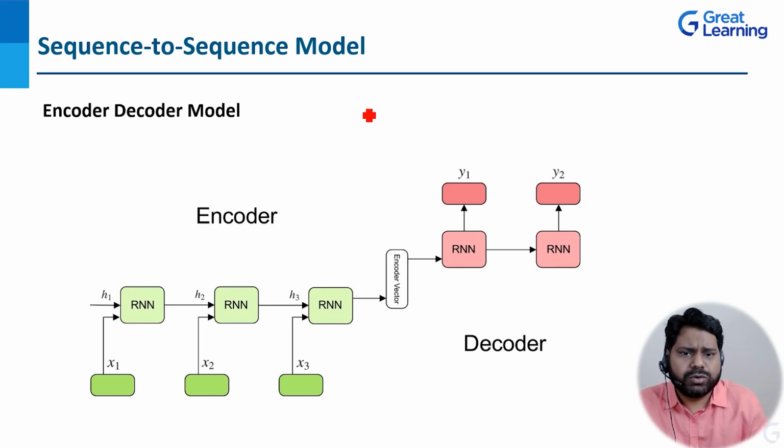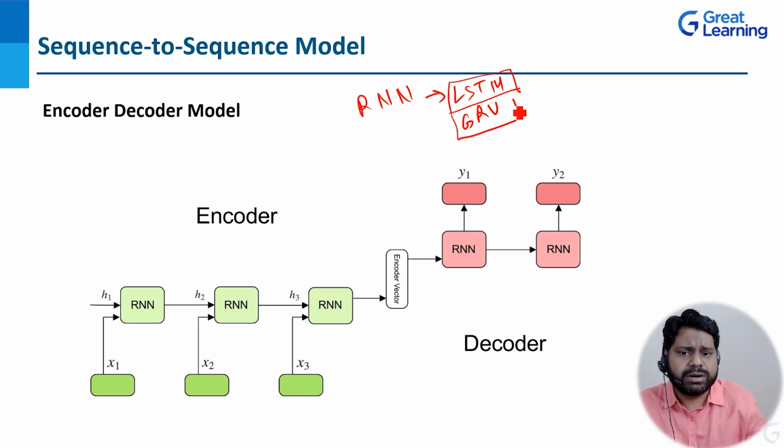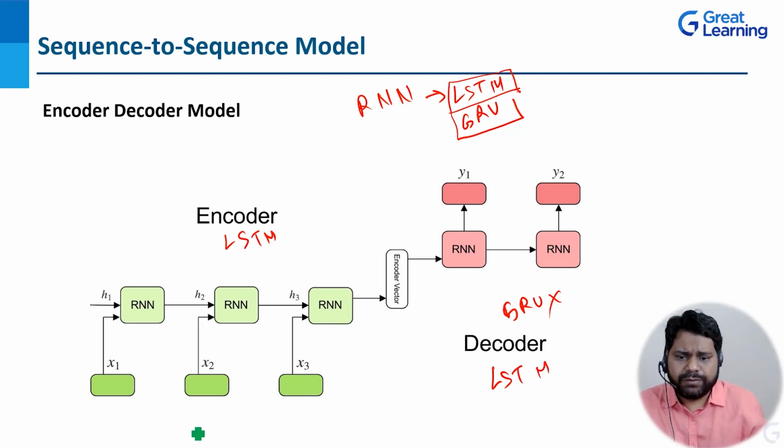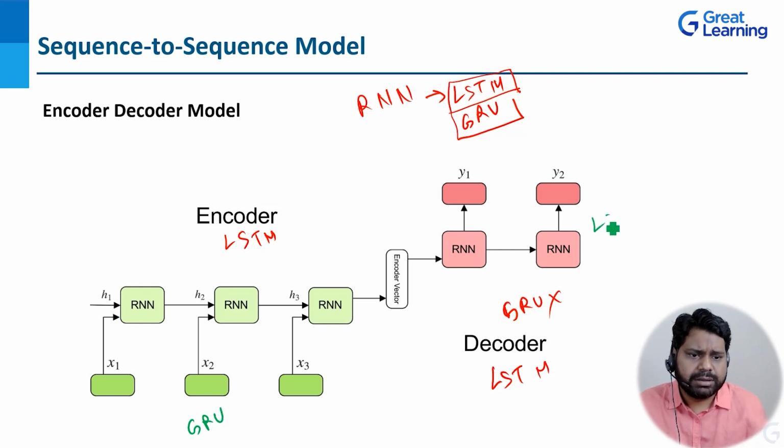So the encoder-decoder model both use RNN. Okay, so it can be LSTM or it can be GRU. These can be the RNN models which we can use in the encoder and decoder, but we need to keep in mind that if we are using LSTM, then we cannot use GRU here. We will use only LSTM. Or if we are using GRU, then we will not be using LSTM. We will be using GRU.